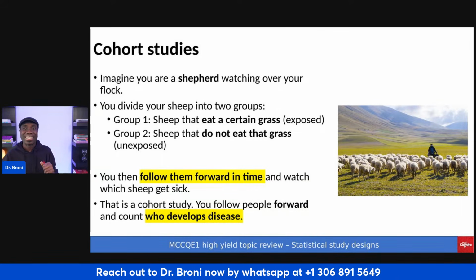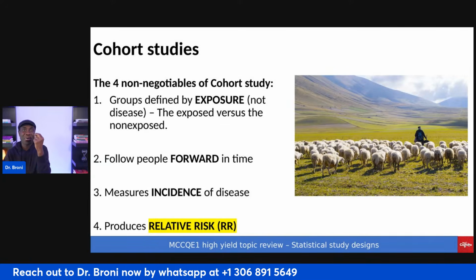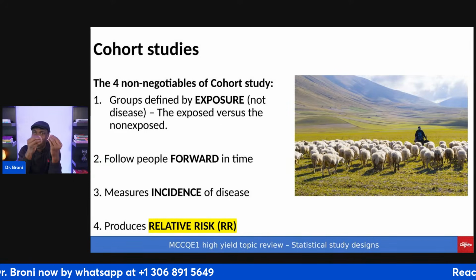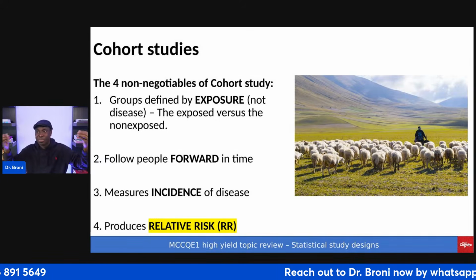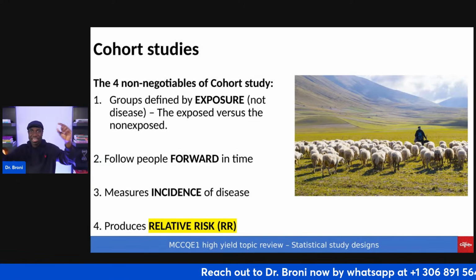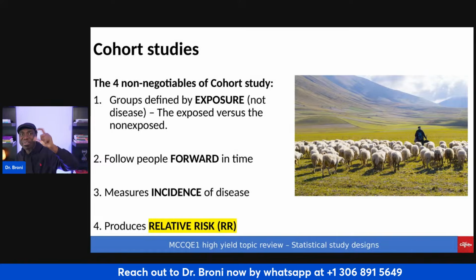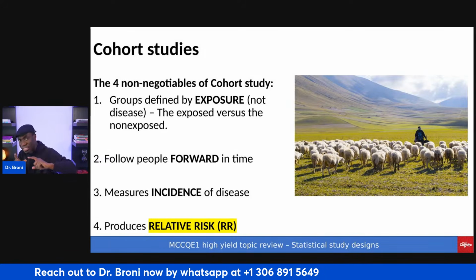Okay? That is the secret. Now, what are the 4 negotiables of cohort study? Groups are defined by exposure, not disease.